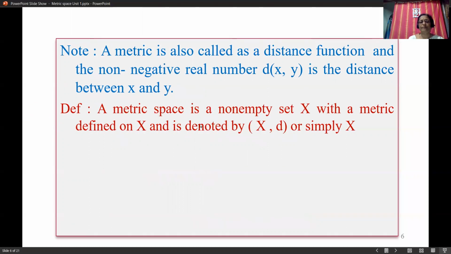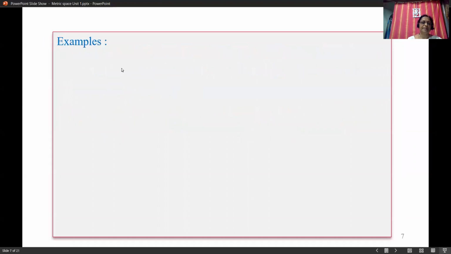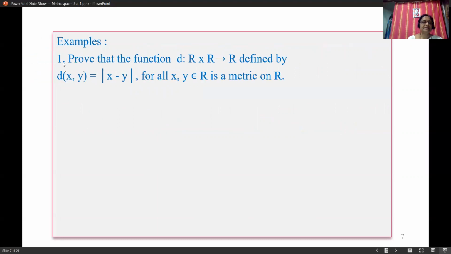Now let us see what we mean by a metric space. A metric space is nothing but the non-empty set X along with its metric, and it is denoted by the ordered pair X comma D, or simply X. Examples. Let us see the examples. The first example: prove that the function D from R cross R to R defined by D of xy equal to modulus of x minus y for all xy belonging to R is a metric. Let us see the solution.